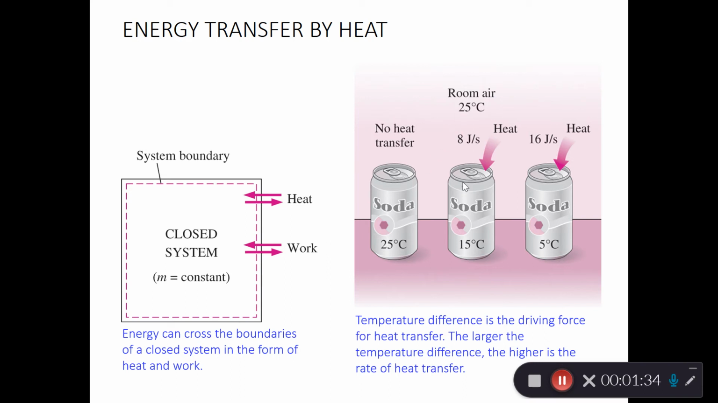Compared to this, which is 15 degrees, there will be heat transfer. Maybe you don't know how much. This is what we can find out based on what we're going to learn, though not in this chapter. But if you compare it to the last case, this is 5 degrees, even lower than the second one, there will be more heat transfer. So the amount of heat transfer depends greatly on the temperature difference between the two bodies, or the surrounding and the system.